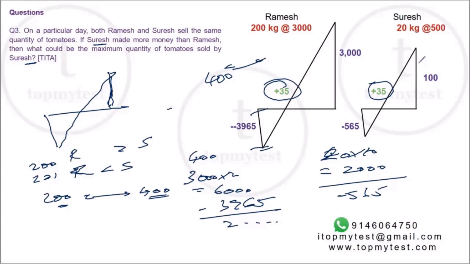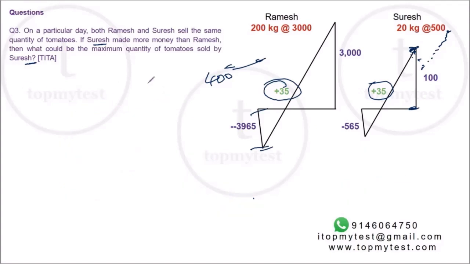Now, Suresh's biggest profits come at multiples of 20. Right, because just after the multiples of 20, there is a drop, and he has to claw back that entire profit till that stage. Okay, so let's take multiples of 20. Now, at 200, Ramesh is going to make a profit of 3000, and Suresh is going to make a profit of 1000 into 10.